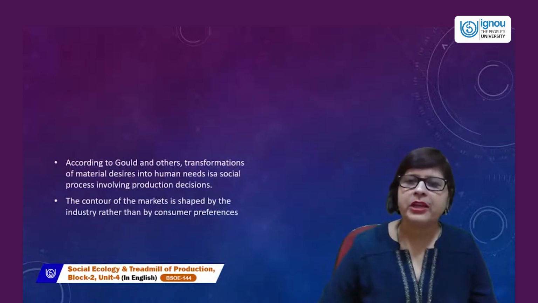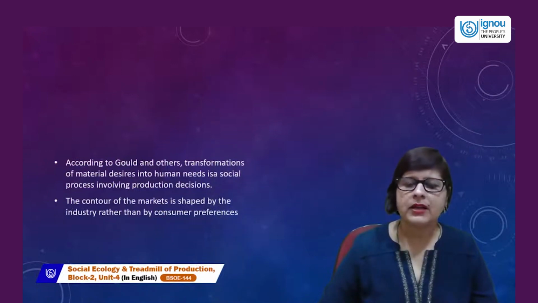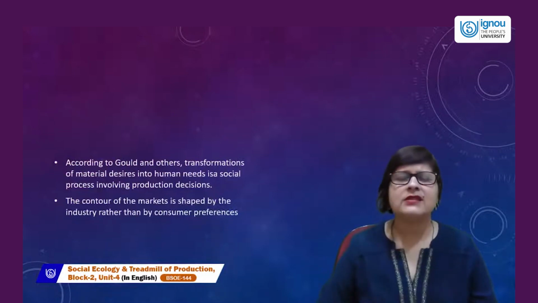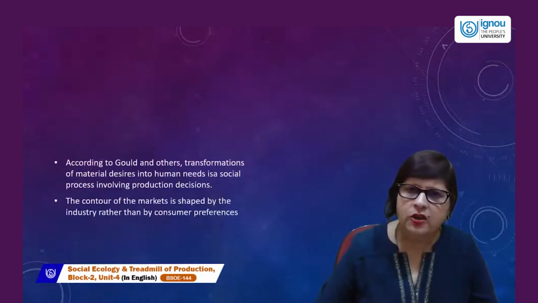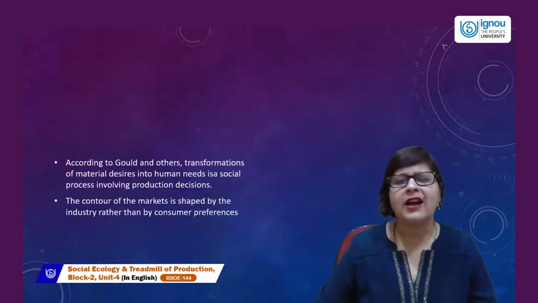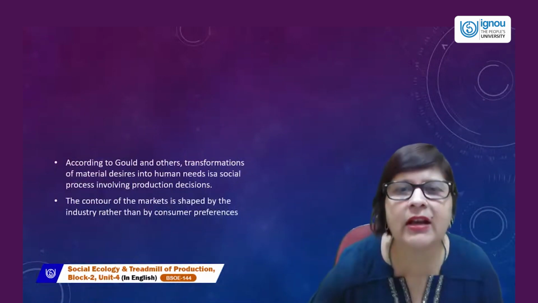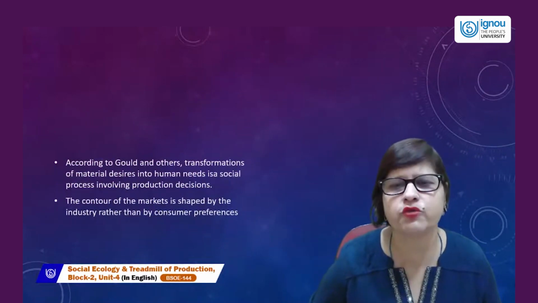The transformation of material desire into human need is a social process involving production decisions. The contour of the market is shaped by the industry rather than by consumer preferences. This desire is changed into needs, right? Human needs. This transformation of desires into needs is actually a process, and this process is shaped by the production industry with the help of the advertisement industry.